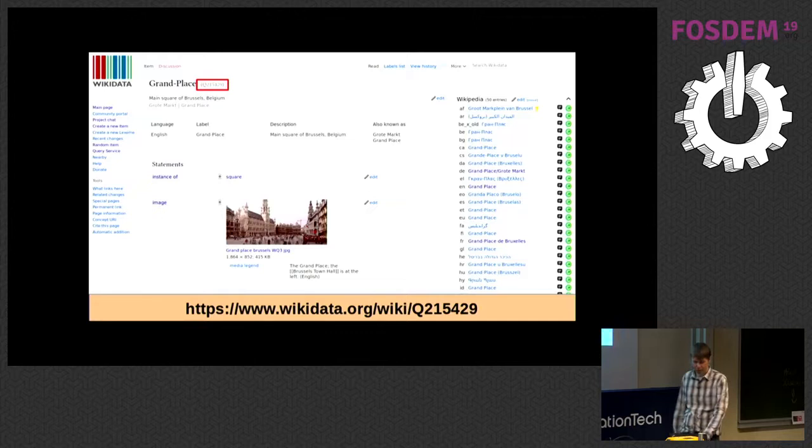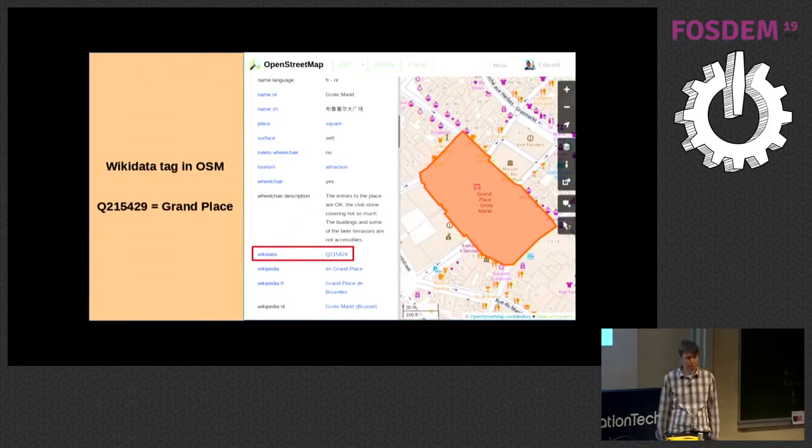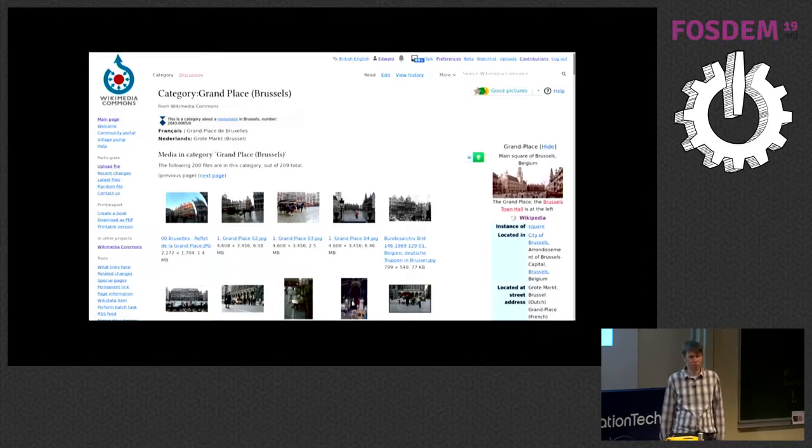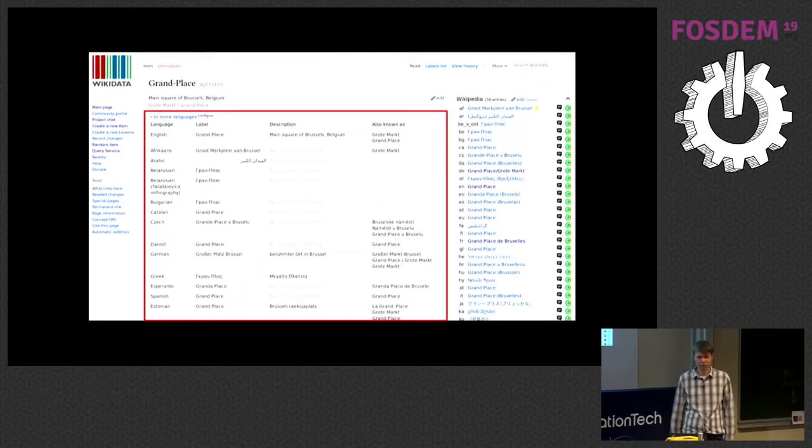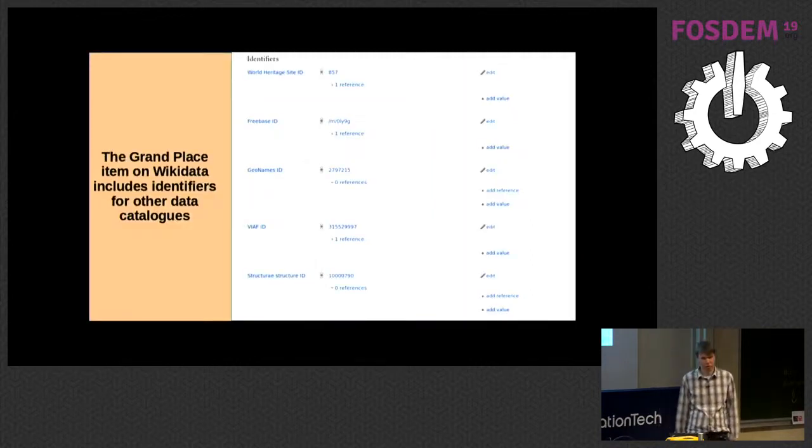And this is what it looks like when you look on OpenStreetMap at the Grand Place. You can see it's got the Wikidata link in there as a tag. So again, what do we get from Wikidata? We get a link to Wikimedia Commons, like if you want photos of the Grand Place, there's over 200 photos. We get some more labels, you can have the name in different languages, more labels than appear in OpenStreetMap. And we get some external identifiers. So the Wikidata has links into the Freebase ID, and it has the GeoNames ID or the World Heritage Site ID. All very useful. Just by having the Wikidata link, we've got linked into these external catalogs.